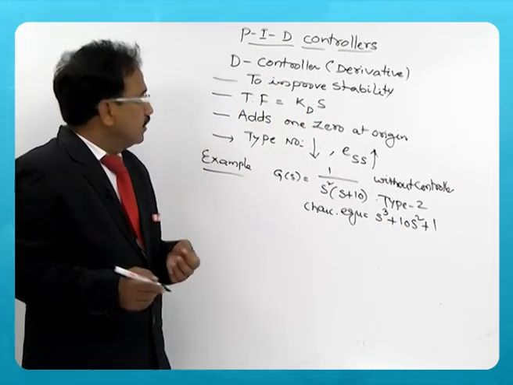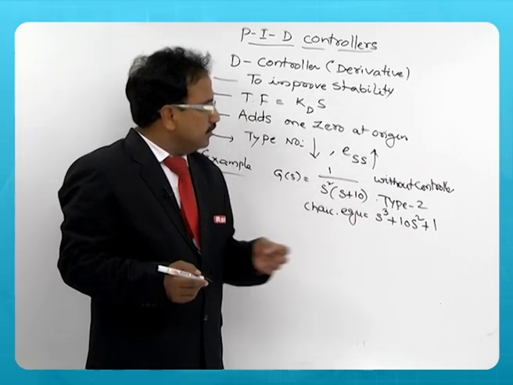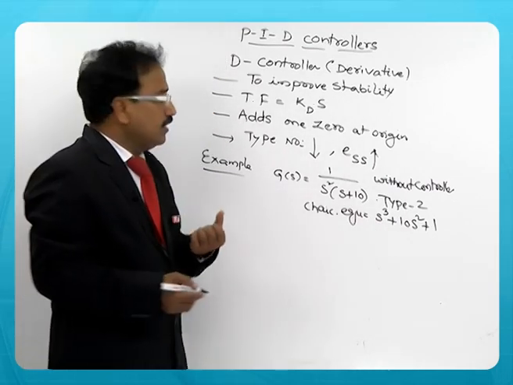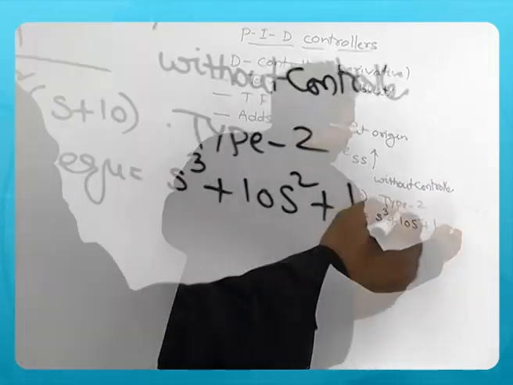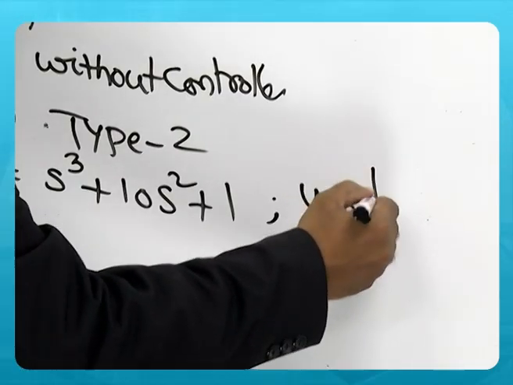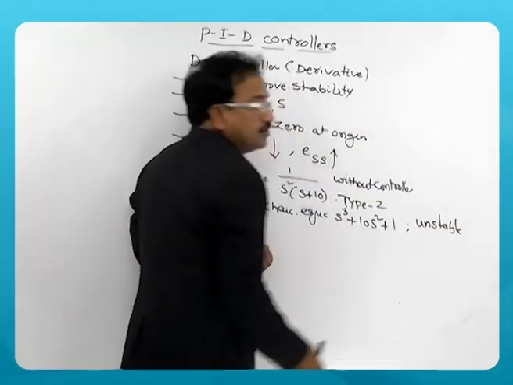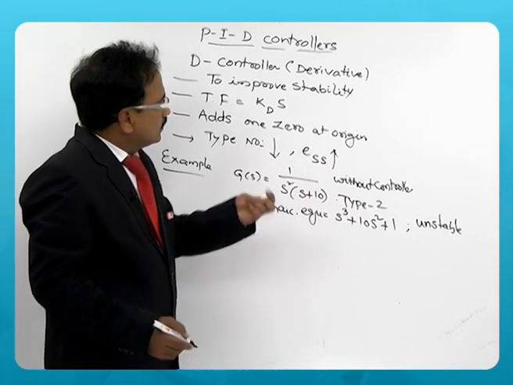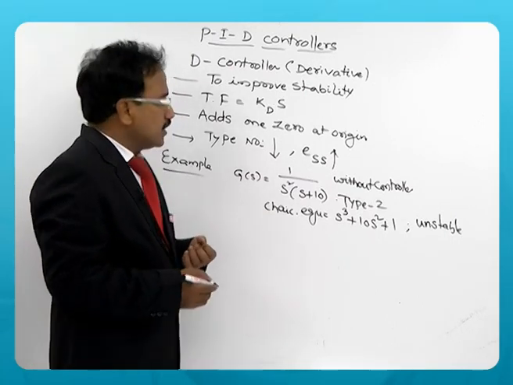As it is, you look at the equation, there is one term missing again here. The s term is missing. The necessary condition is not satisfied. So the system is unstable, we can say.